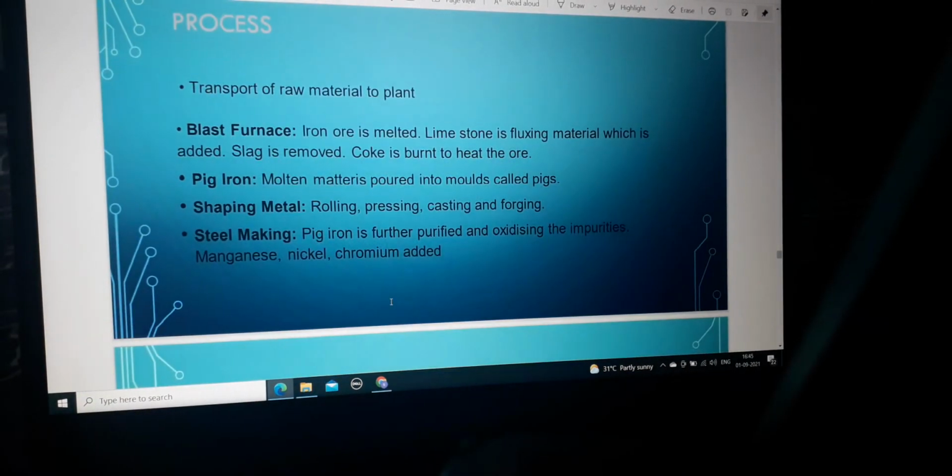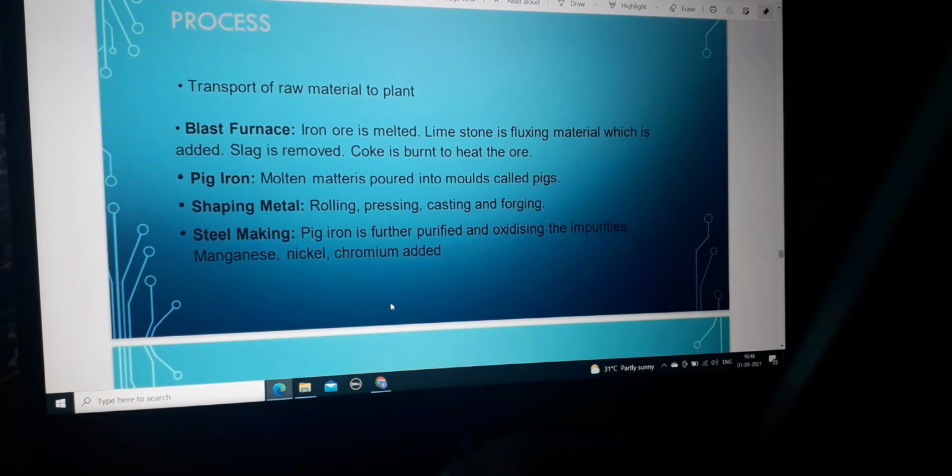Now let us come to the process, how this is made. Transport of raw material to the plant. First, the raw material is transported to the plant. Then, in a blast furnace, iron ore is melted. Then, limestone is added as a fluxing material. Slag is removed. Coke is burnt to heat the ore.